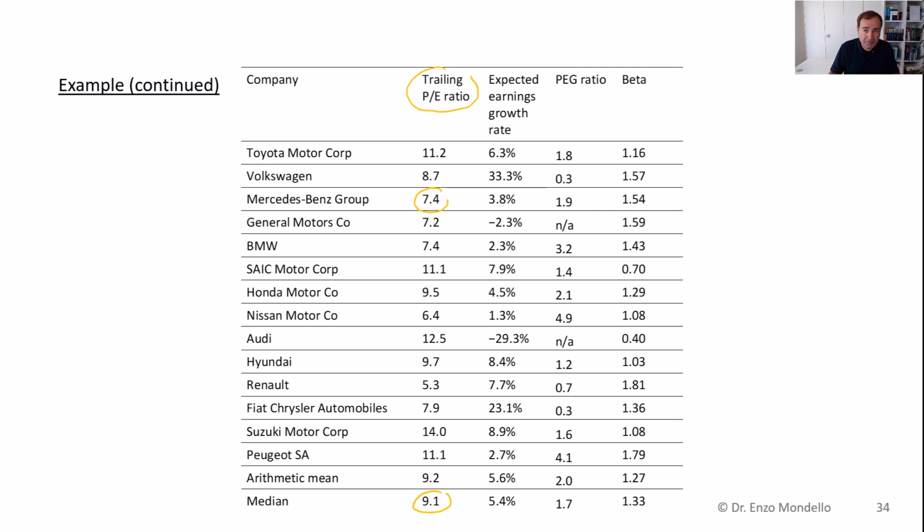If we take the expected earnings growth rate of 3.8% of the Mercedes-Benz Group and compare that to the median of 5.4% of the industry, then the relatively low growth rate of the Mercedes-Benz Group compared to the average value of the industry does not justify the conclusion that the stock appears to be undervalued. So the low stock price is justified by the lower growth rate.